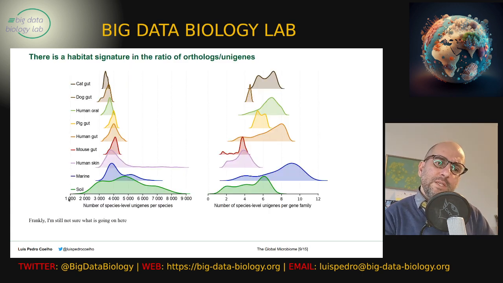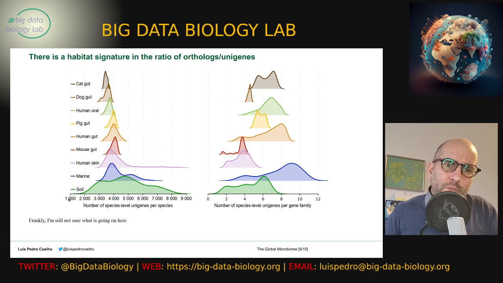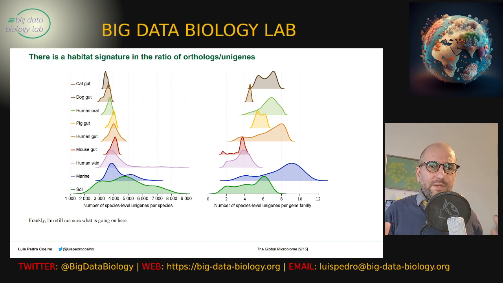So in this spirit, we looked at this relationship between function and diversity of function, using here the families as a proxy for functions, and then the species level unigenes. And here, I'm going to be fully honest. For me, this is interesting, but I still don't really understand exactly what's going on here. And I think there's probably going to be some follow-up work from us or from others trying to explain and dig into this.